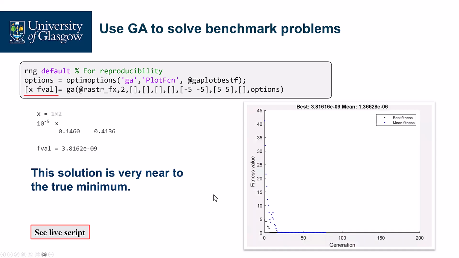Okay, so in this session, we used the GA function to solve a mathematical benchmark function, the two-dimensional Rastrigin function. In the next session, we will solve real-world engineering case studies.